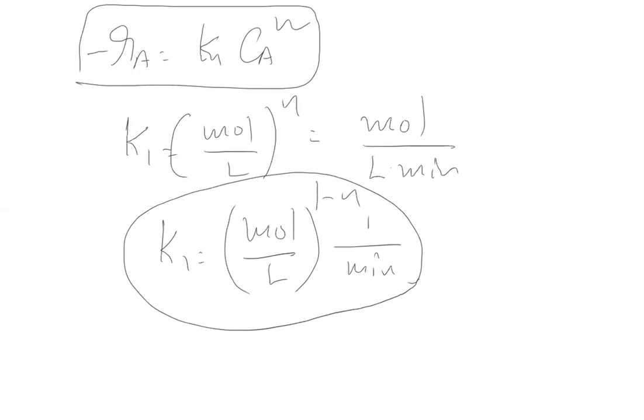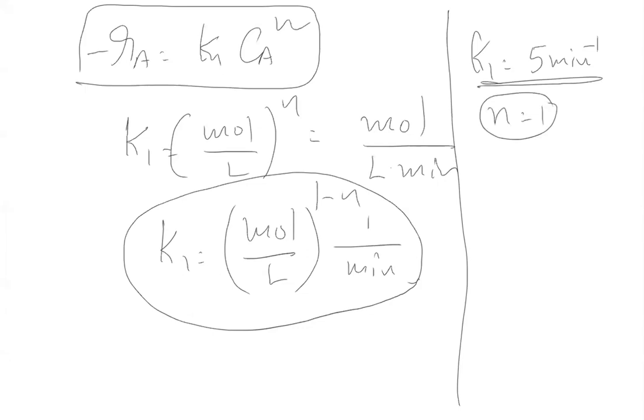Sometimes in GATE question what happens is he will give just K1 equal to 5 minute inverse. Then what does it mean? This tells that it is a first order reaction. Sometimes from the rate units also you can guess what is the order of the equation. Clear? So this is some of the questions in, let's say, CRE1.